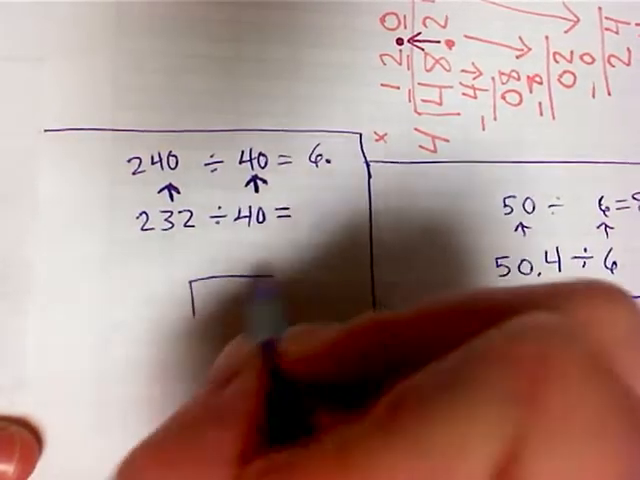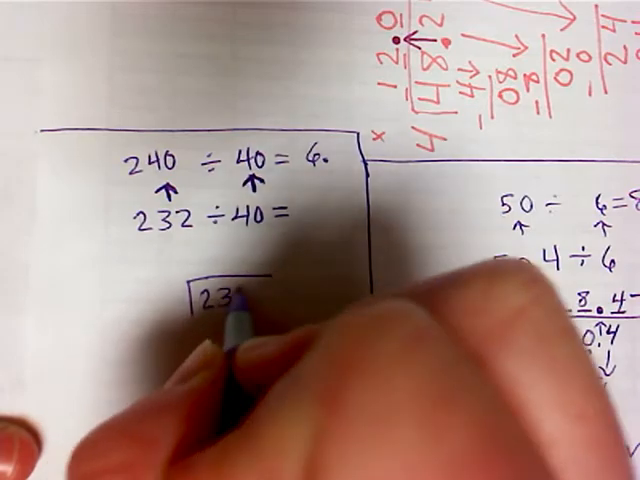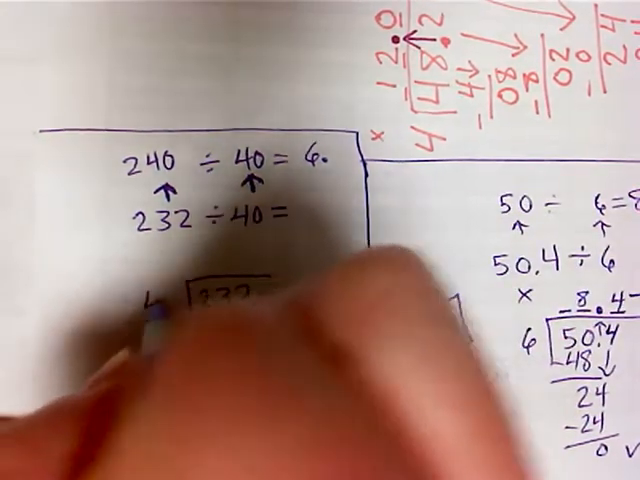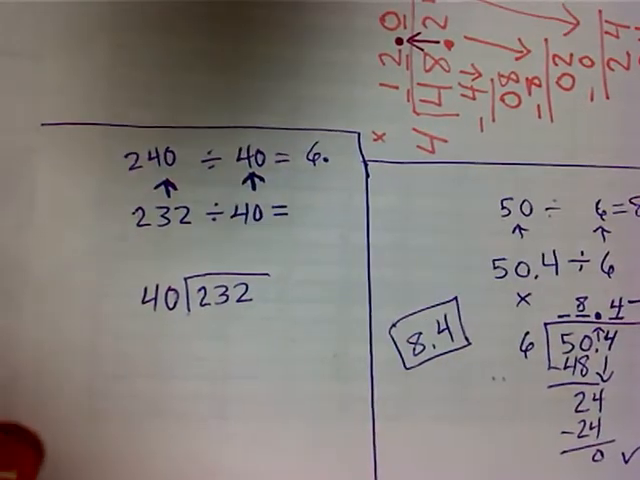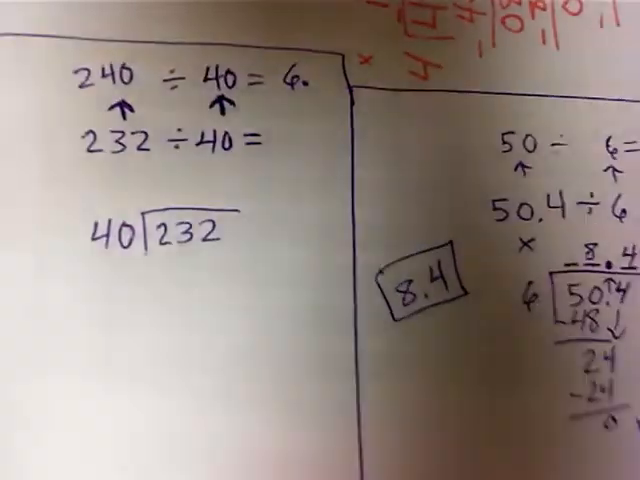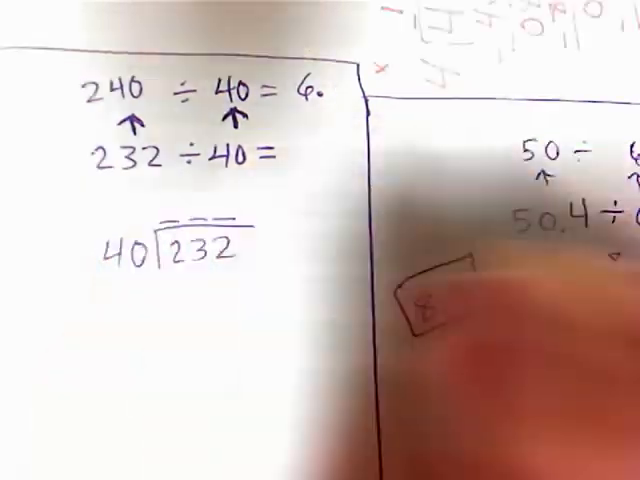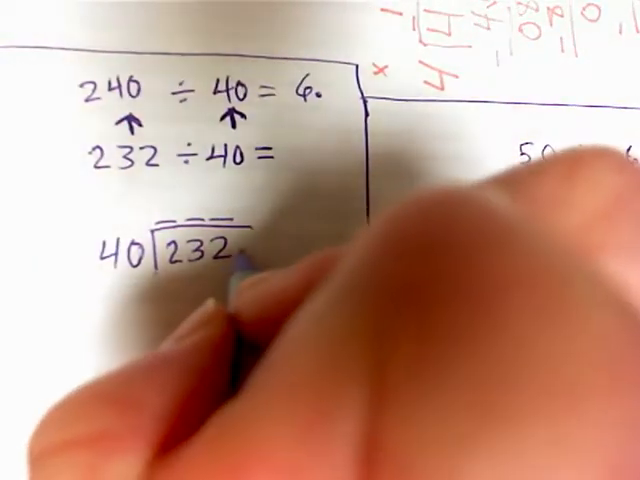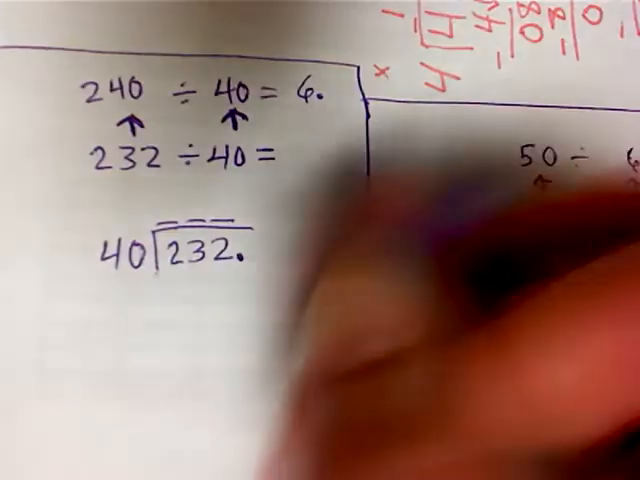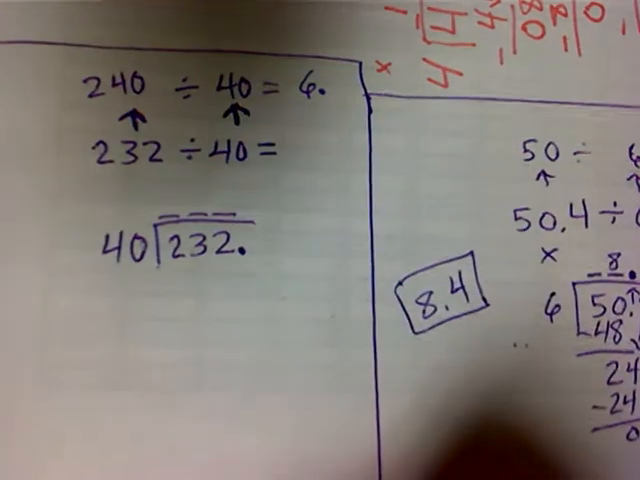Okay, so setting this up, I have 232, and then I have 40. So right now it doesn't appear that I'm dividing by any decimals, but I need to remember that if I get to the end right here and I've got anything remaining, then I'm going to have to put my decimal and a 0 and keep going.